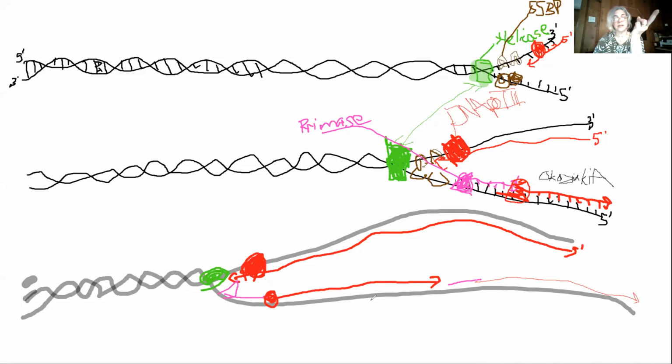Now, the last two steps: we call this the lagging strand because it's being made in pieces. It's not being made continuously. And the last two steps are to get rid of the primer, which happens by another DNA polymerase enzyme, which is called DNA polymerase 1. So let's see how I can draw that guy. Make him kind of skinny, like this.